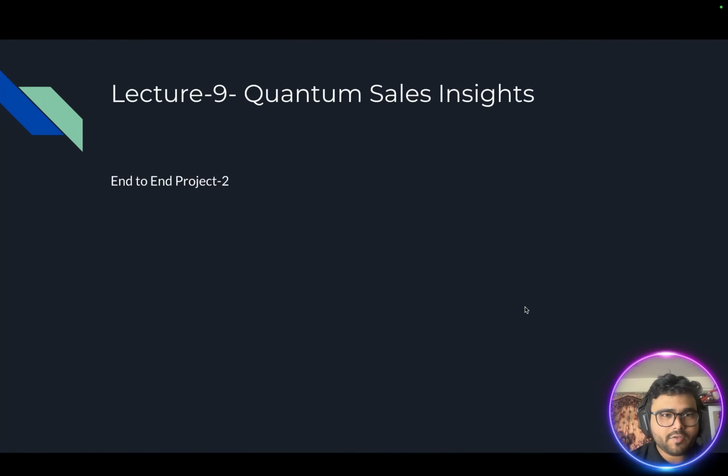Alright, hi everyone, welcome back to lecture 9 in the Power BI series. In this video, we are going to do our second end-to-end project. Consider a company called Quantum, which does business in hardware and software products. We want to build a dashboard for this Quantum company, and we need to present their sales insights to their executives and board members.